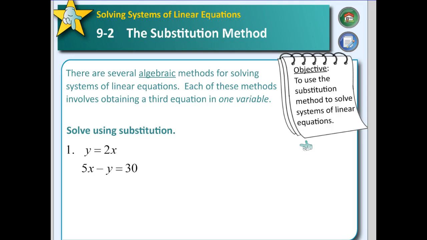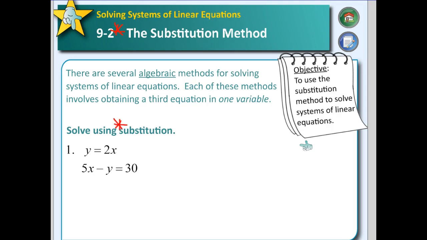Today we're going to start the idea of, instead of graphing, how do we solve these systems of equations algebraically? The first method that we're going to look at today is called the substitution method. All right? Now, it says there are several algebraic methods for solving systems of equations. Each of these methods involves obtaining a third equation in one variable. So we're going to look at this idea of substitution.